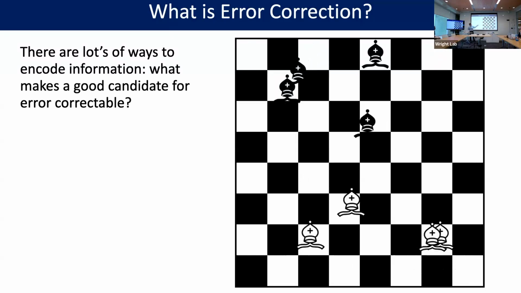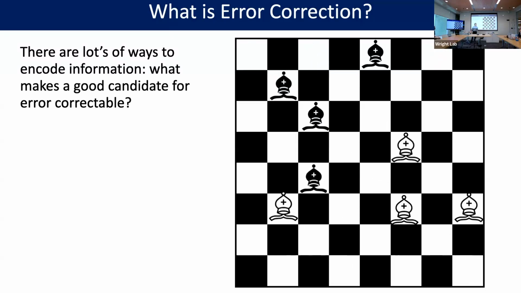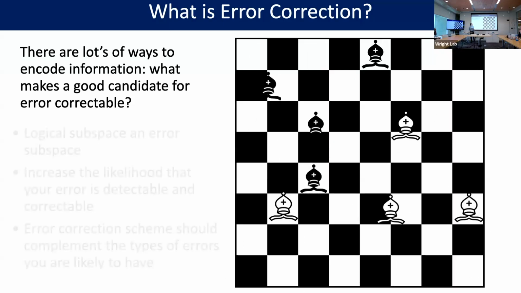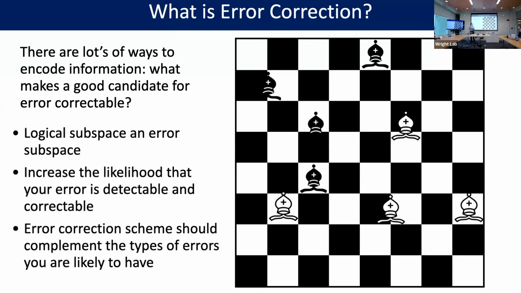But let's say we started with all bishops, and we started all our bishops on white spaces. Now, if you have an error, you've got a much easier job telling which ones have an error, because they're going to be on a black space, and you're far more likely to be able to predict which space it originally started on. So a good error correction code has a few components.